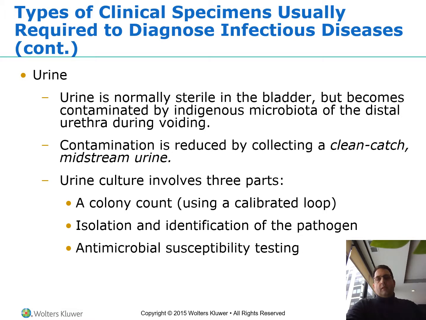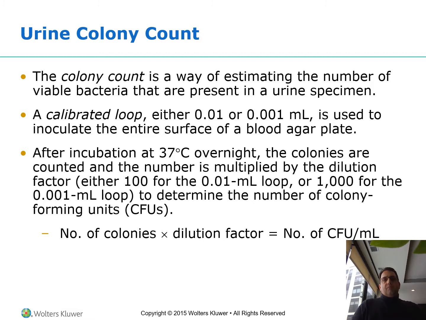Urine could involve a colony count, which means they're going to take a sample and use a loop to spread it onto a petri dish and see how many colonies they grow. That tells you how many original bacteria you probably had. You can isolate and identify the pathogens or do antimicrobial susceptibility testing. The colony count is just a way to estimate the number of specimens, and then basically you take this and you inoculate a plate, incubate it overnight, up to 48 hours. The colonies are counted, and then multiplied by the dilution factor.